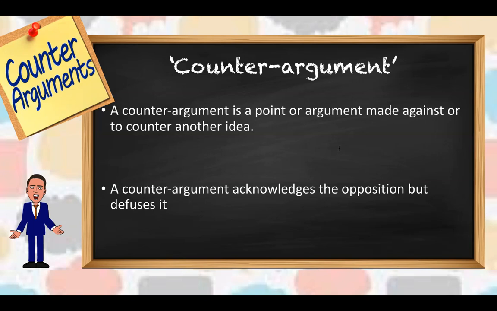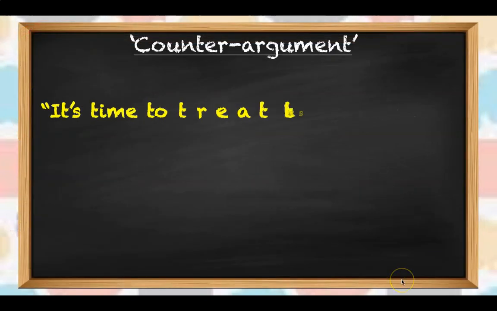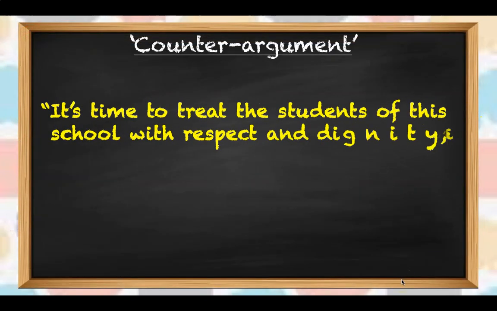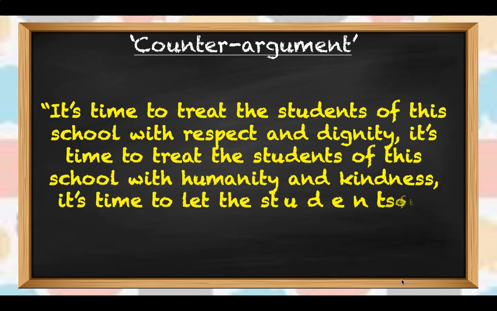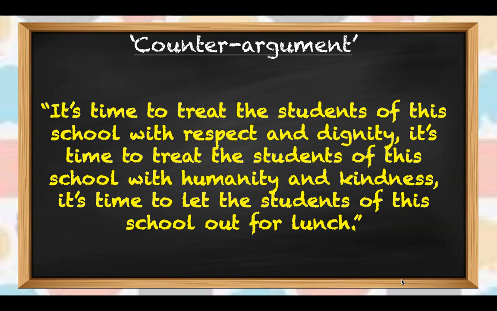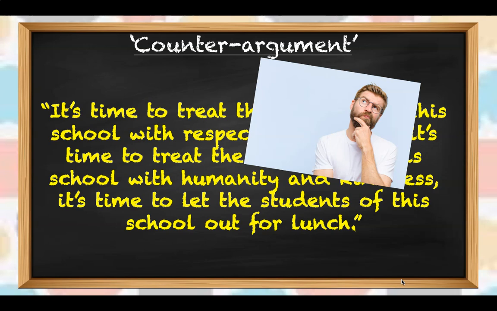So for example, imagine you're saying, "It's time to treat the students of this school with respect and dignity. It's time to treat the students of this school with humanity and kindness. It's time to let the students of this school out for lunch." Most adults would be thinking of the students who might get into trouble, or even the students that if allowed out mightn't come back. So a counter-argument here would have to acknowledge all of that.